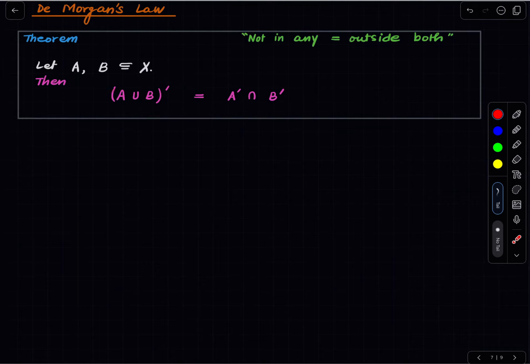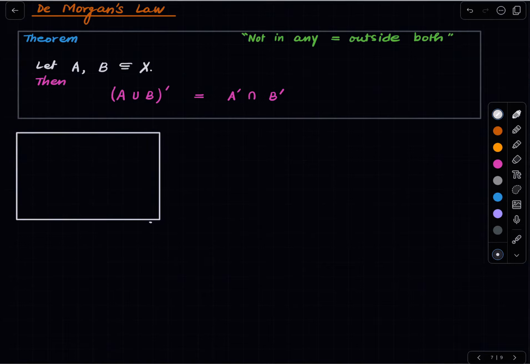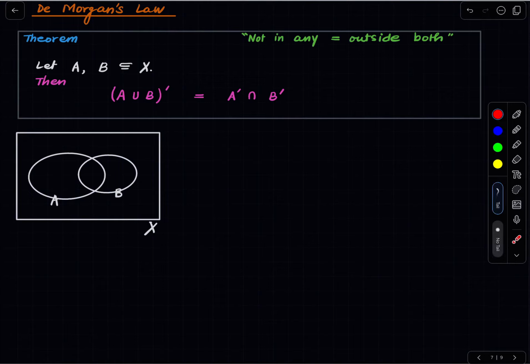So, let's first understand this via a picture. This is X. This is A, and that is B. Now, what is the left side? The left side is the complement of the union. The union is this thing. So the complement of the union will be the outside thing, and it will take me a long time to shade it, but let me do it.